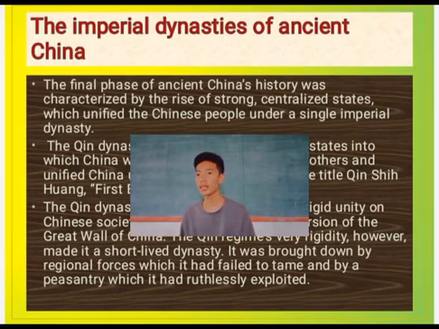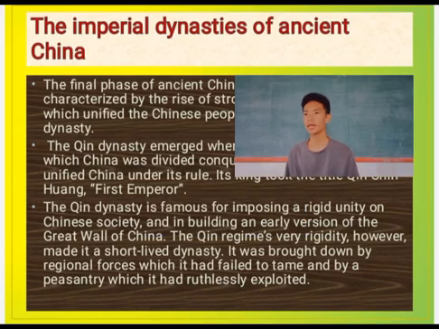When the Qin state emerged victorious from the Warring States period in 221 BCE, the state leader King Zheng claimed the mandate of heaven and established the Qin dynasty. He renamed himself Shi Huangdi, who today is known as Qin Shi Huang. The Qin dynasty is famous for imposing a rigid unity on Chinese society and building an early version of the Great Wall of China.